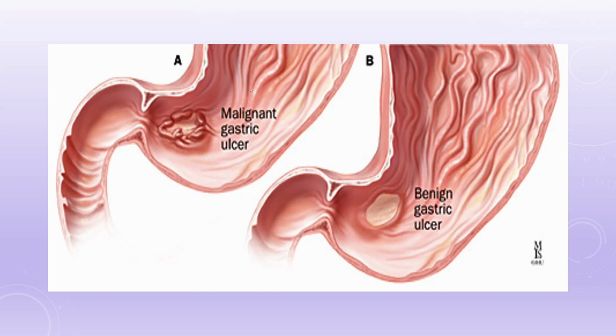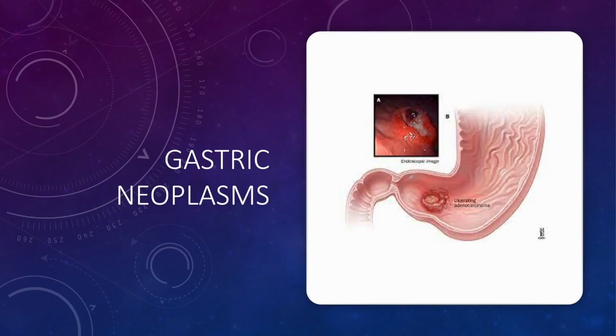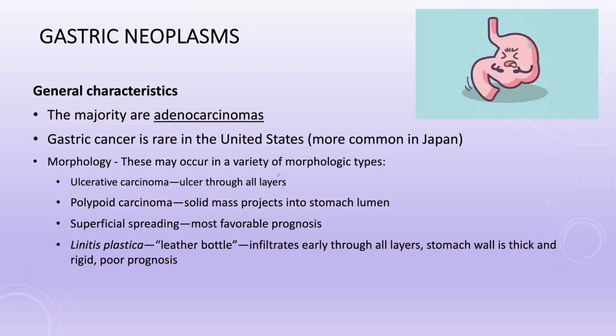Now, certain ulcers can become malignant, can cause cancer, but you can't always tell that with the naked eye. You do have to get biopsies. And that leads us right into gastric neoplasms. Now, we are not going to talk in depth about all the different types of gastric neoplasms. We're just going to touch on it briefly.